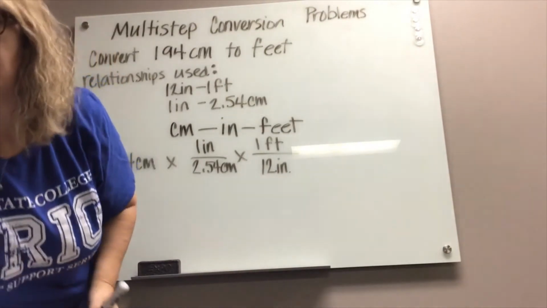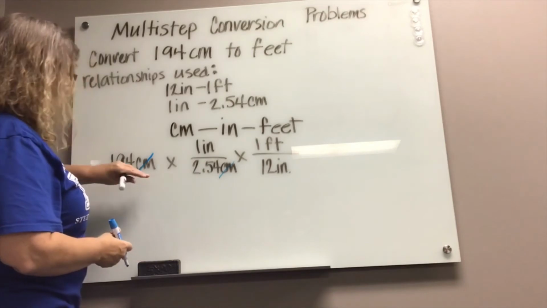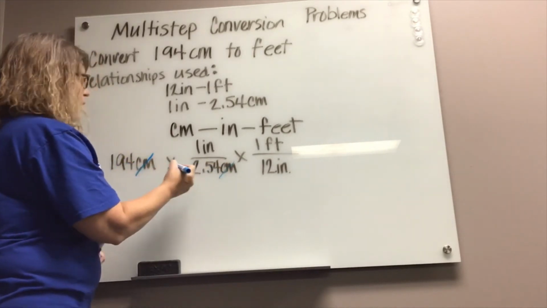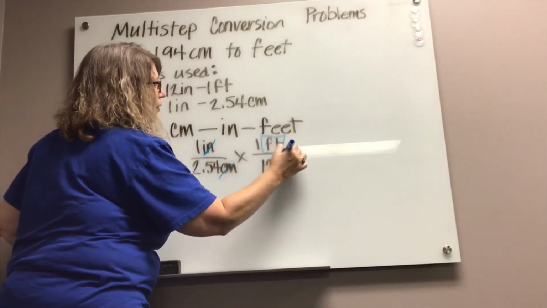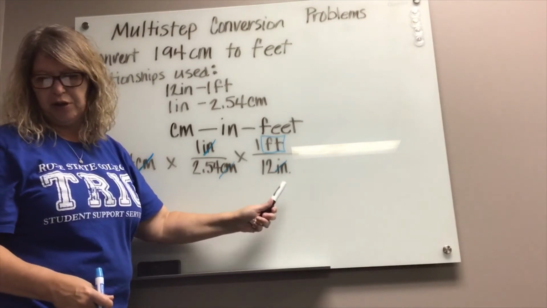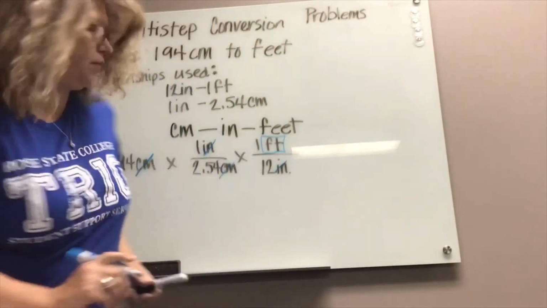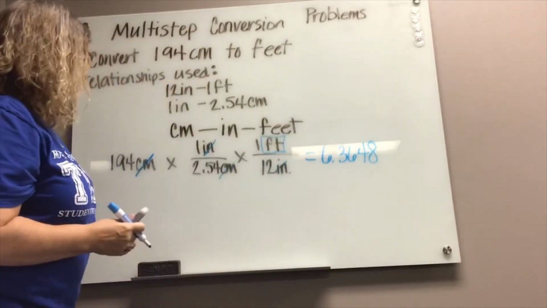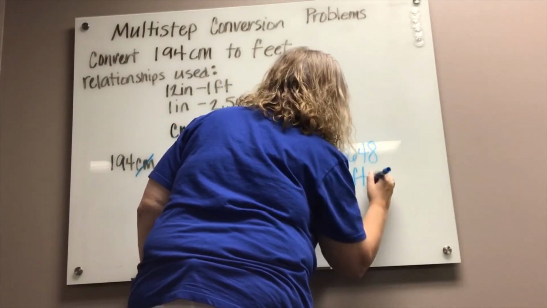Let me do that in a different color just so you can identify it better. Okay, so we're going to cross out our like units, which is centimeters and centimeters. And if you'll notice that when you start off with centimeters here, you're going to have the same unit of measure in your denominator, okay? So centimeters and centimeters, and then you have inches and inches, and that way your answer ends up in feet, okay? So when you put this into your calculator, you should come up with 6.3648. And based on sig figs, we're going to round this to 6.36 feet. So this is our answer.